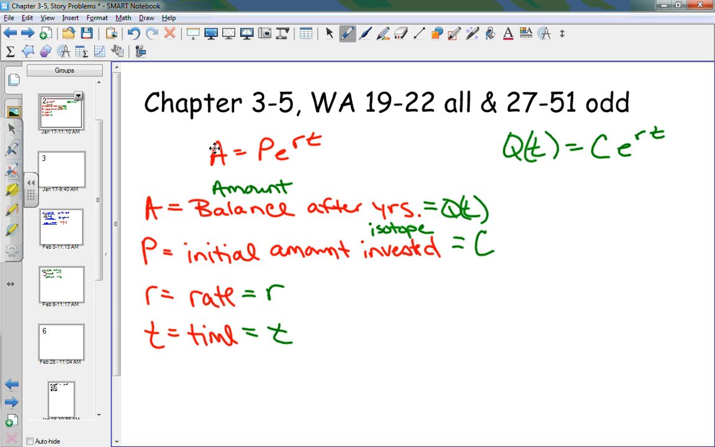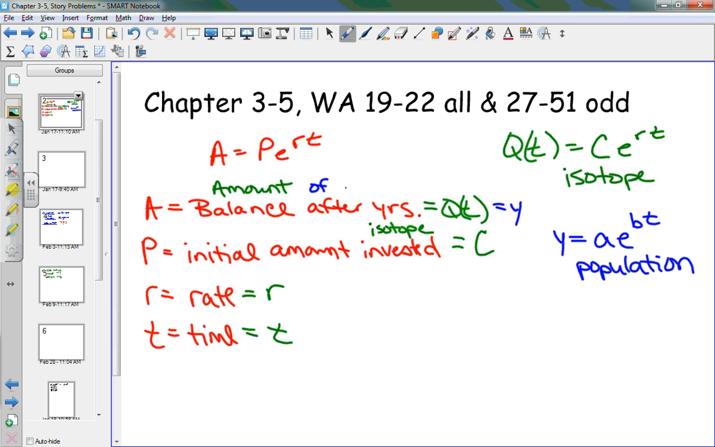Another one you might need to know about is Y is equal to A e to the BT. And this, the green one, deals with isotopes. The blue one deals with population. So what does Y represent here? This is your Y, but instead of the amount, it's going to be the amount of your population.